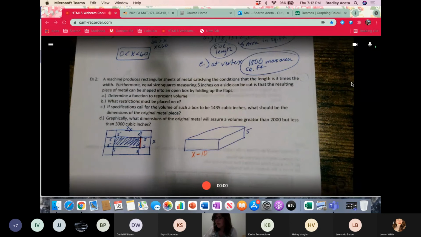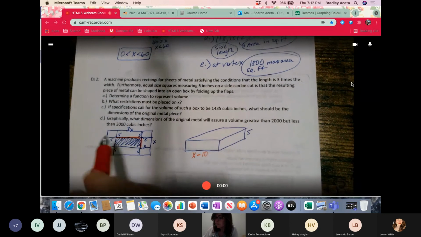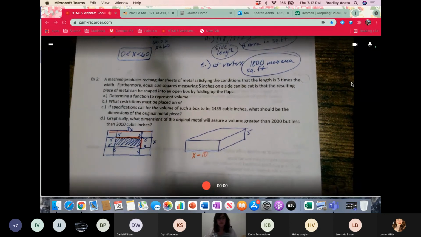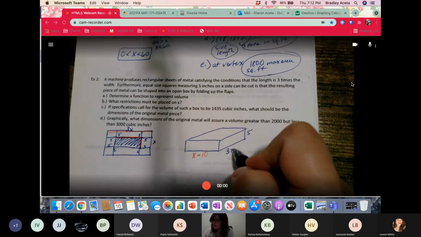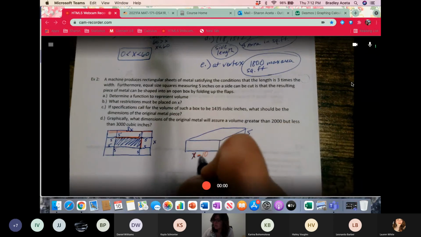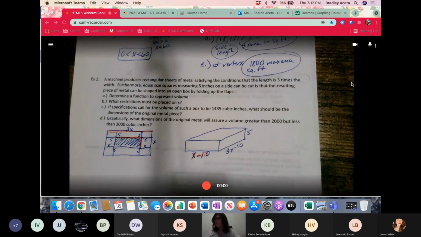So then this way, this whole length is 3X. But again, I cut these 5 inch metal pieces away. So that side right here would then be 3X minus 10. So now we have all of our length, our width, and our height. Our length, our width, and our height. And that's how you find volume.